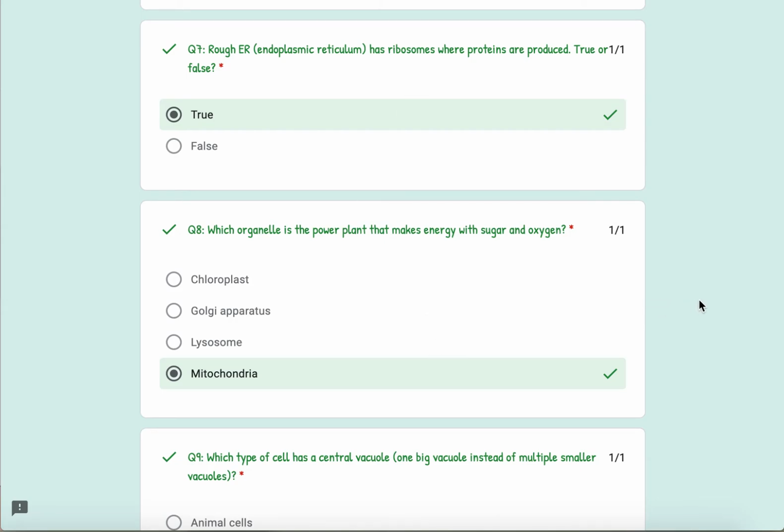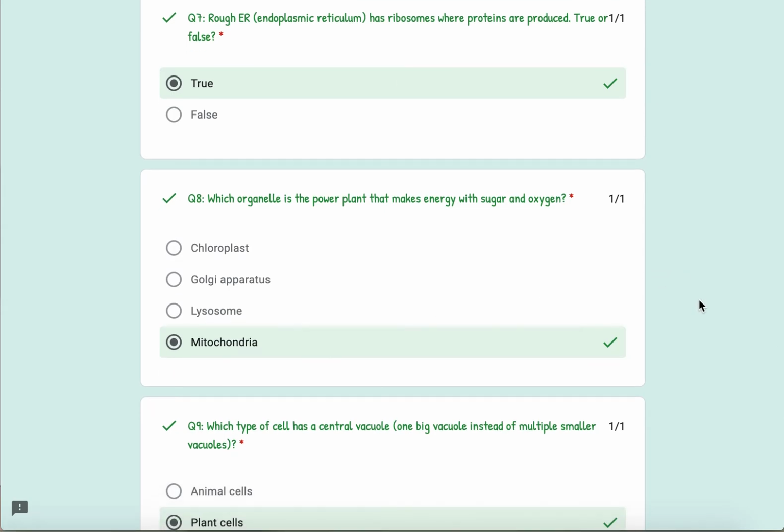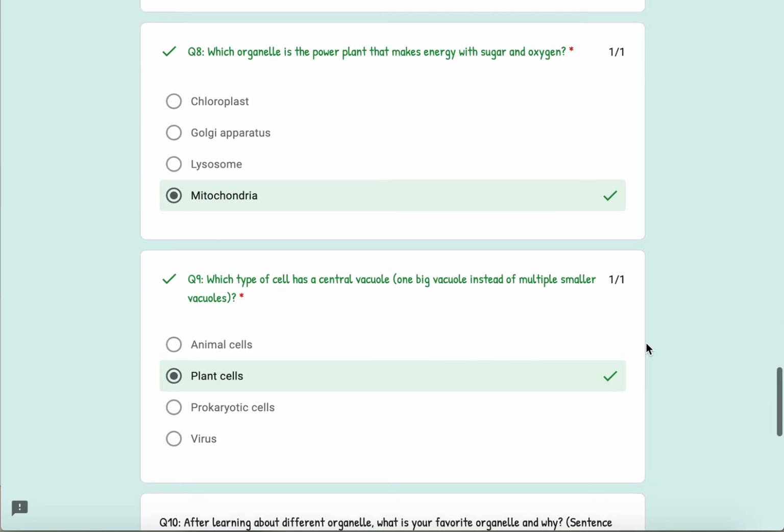All right. With that, number 8, which organelle is the power plant that makes energy with sugar and oxygen? That will be the mitochondria. And question 9, which type of cell has a central vacuole? So one big vacuole instead of many smaller vacuoles spread out, and that would be the plant cells.